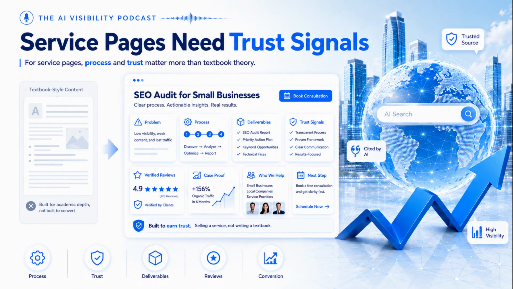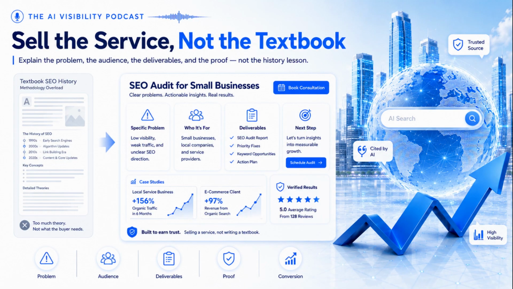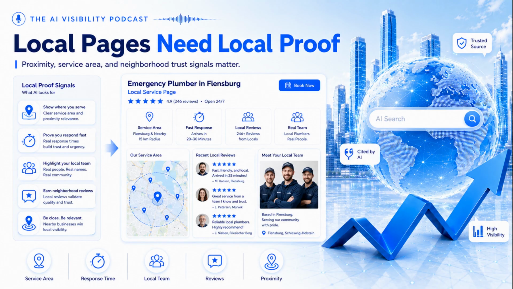But if we shift gears to a service page, for instance, SEO audit for small businesses, the focus completely changes. Now, Schneppat says it's entirely about process and trust signals. Right. You're selling a service, not writing a textbook. Exactly. We don't need a massive methodology on the history of SEO. We need to explain the specific problem, who the service is explicitly designed for, what deliverables are included, and case studies proving past success.